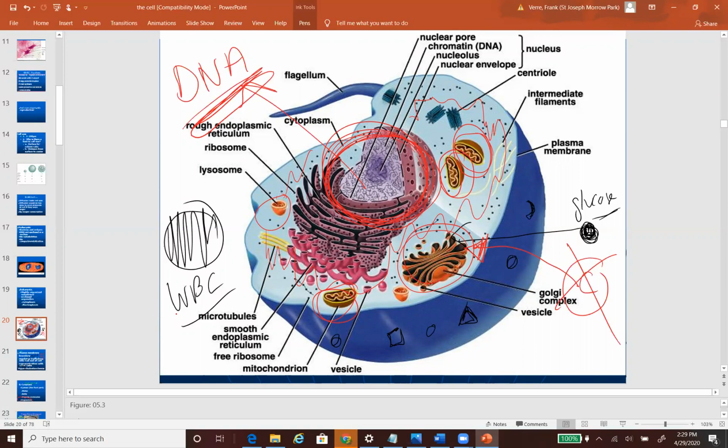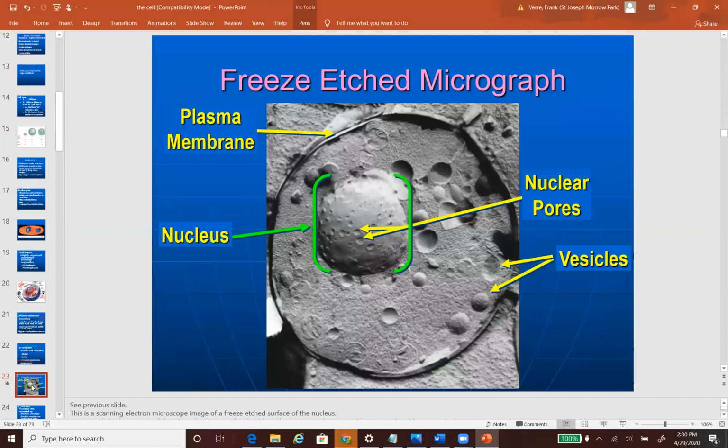So all cells have a cell membrane, all cells have cytoplasm. Not all cells have a nucleus though, because prokaryotes don't have a nucleus. Here's a cool picture of a cell that's been frozen. So you could see the cell membrane, right? The outer boundary of the cell. You see that here. You could see the nucleus right here. So obviously this is a eukaryotic cell. And then in between is the cytoplasm. But you can see that there's stuff in the cytoplasm. Those are the organelles, body parts of the cell.